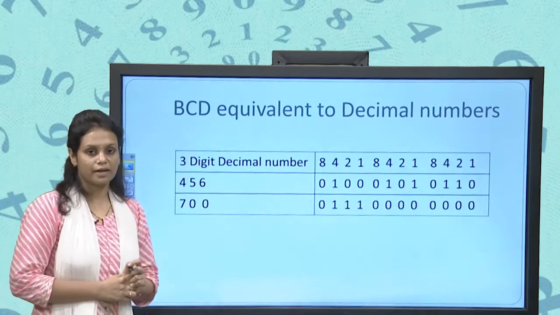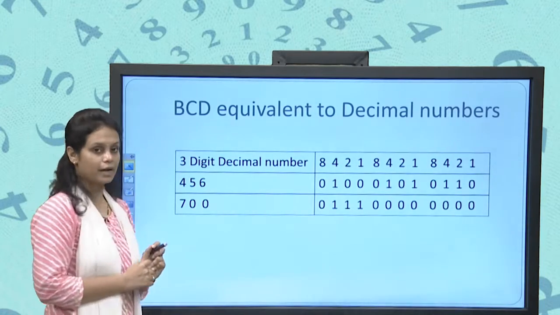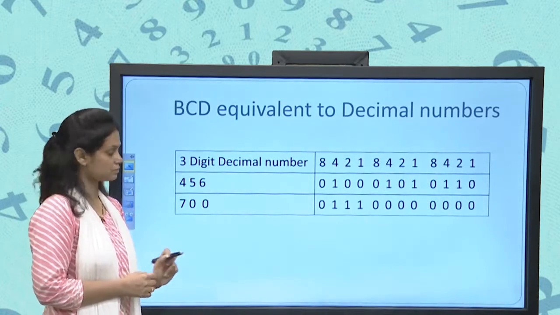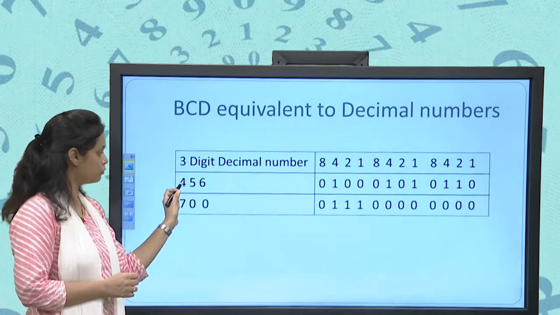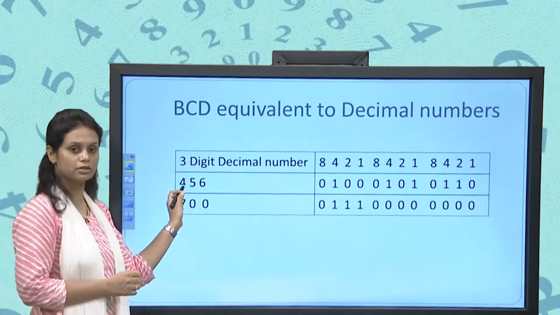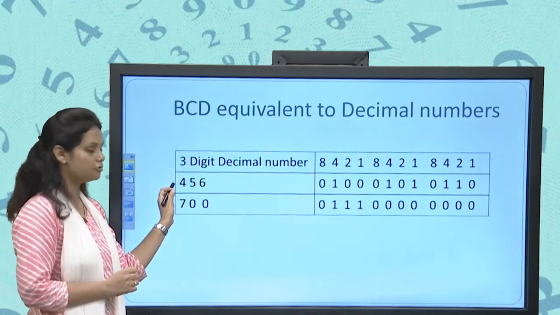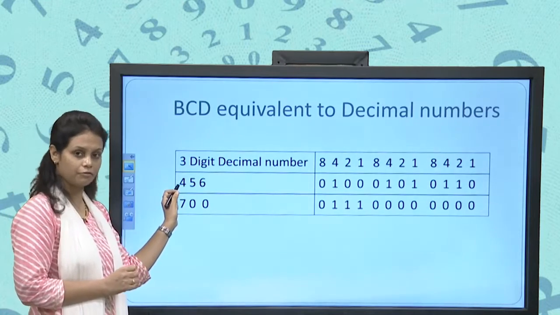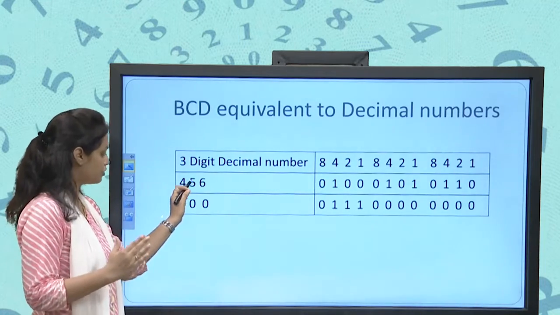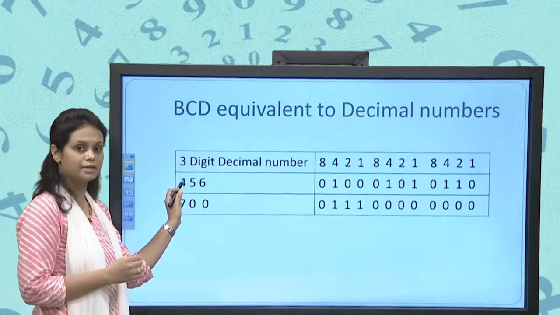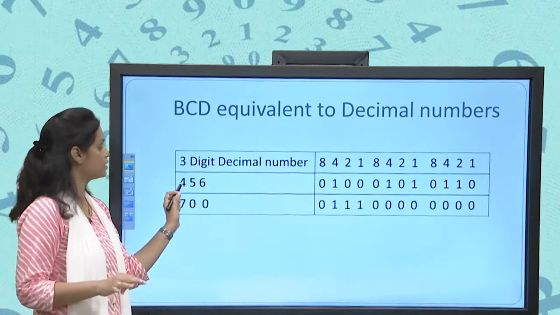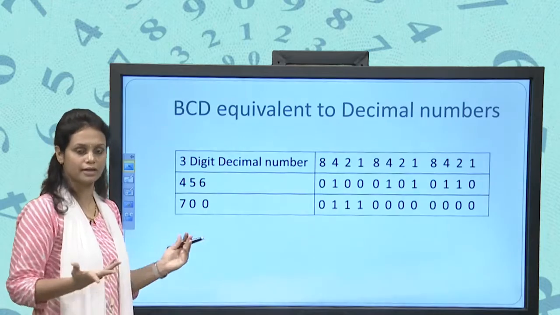I am repeating again, we have to use a 4-bit number for the representation of the 6. We have to use a 4-bit number for the representation of the 5. We have to use 4 bits for the representation of the 4 separately. So first we will represent 6 using 4 bits, then we represent 5 using 4 bits again, then we represent 4 using 4 bits again.